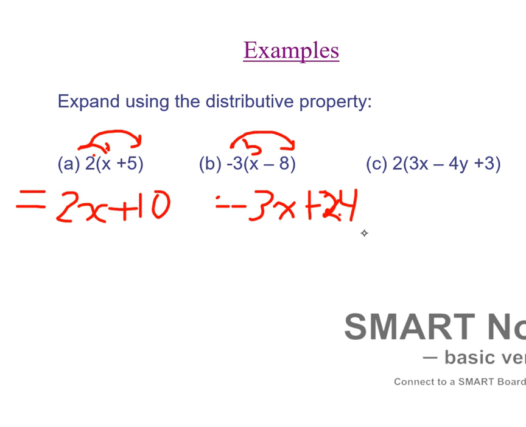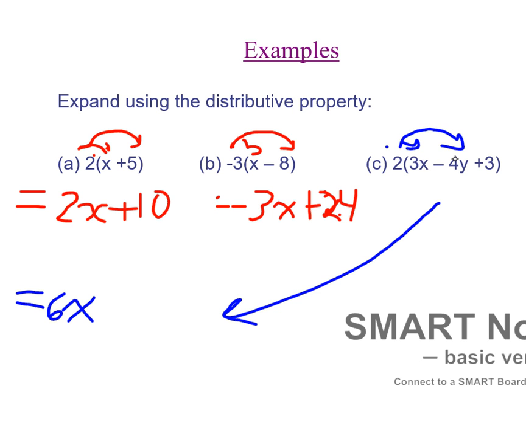And then this last one, I'm actually going to write my work down here. So 2 times 3x is 6x. 2 times negative 4y becomes negative 8y. And 2 times 3 becomes plus 6. So again, another mistake people make often is they remember to multiply the number in front by the first term, but then forget to multiply it by all the subsequent terms. So be really careful with that.